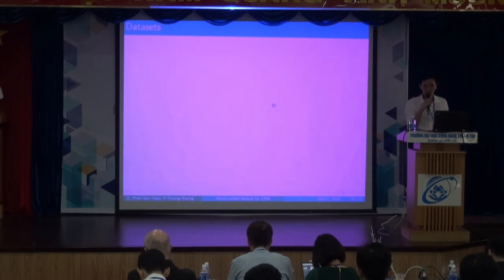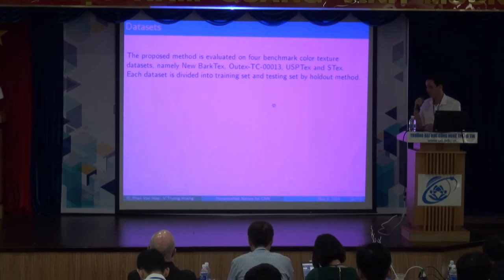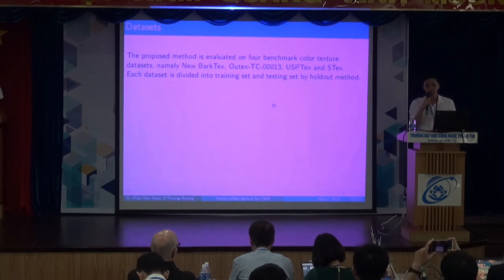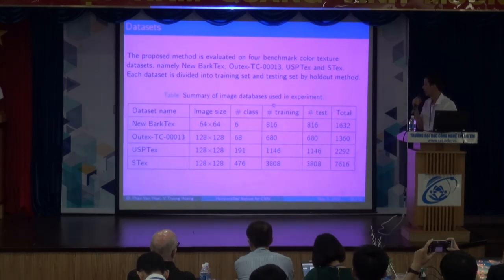And here we will show some details of the datasets and experimental setup. The proposed method is evaluated on four benchmark color texture datasets, namely New BarkTex, OutexTC13, USPtex, and STex. Each dataset is divided into a training set and a testing set by the original methods. Here is a table summarizing the information of the sets we use in the experiment.